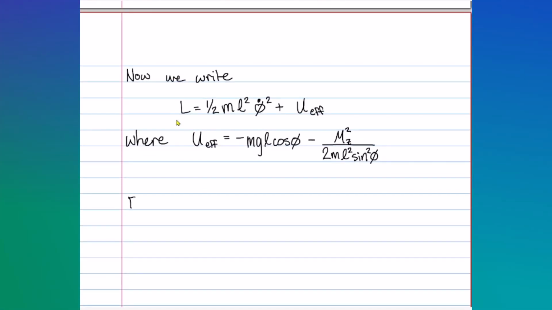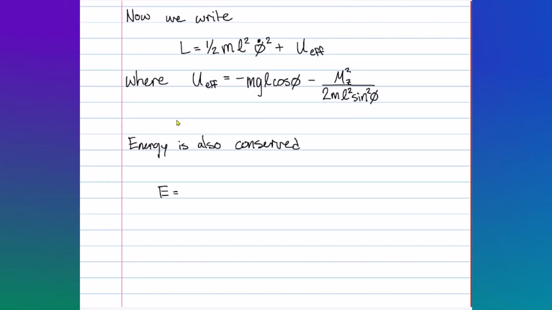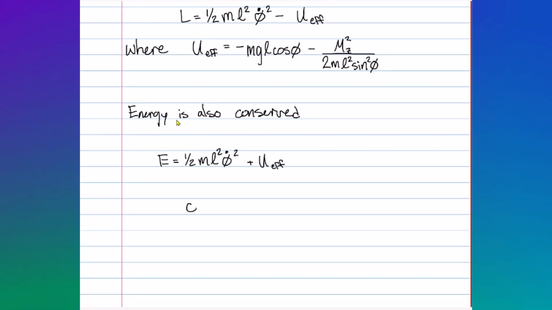Our next conserved quantity is energy. And in this case, we can go ahead and just write U effective. Now we can begin to solve for phi dot in terms of E, U effective, and the other constants.